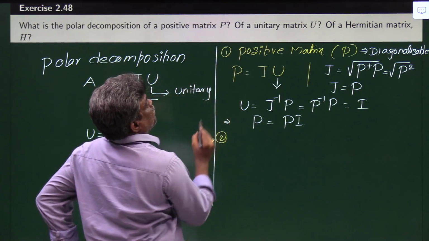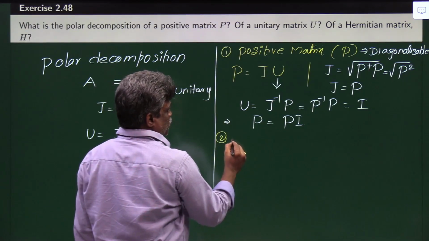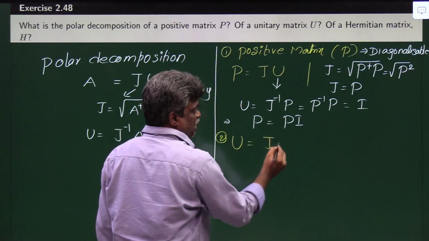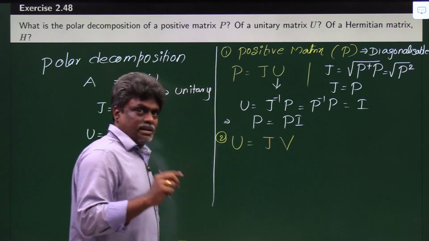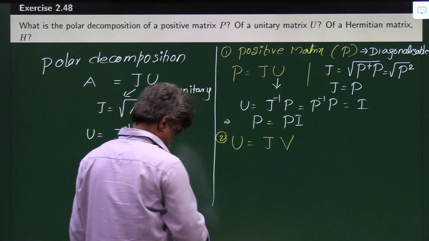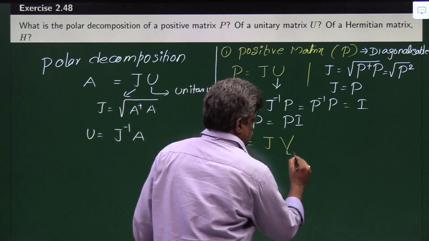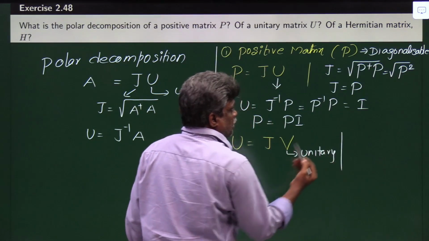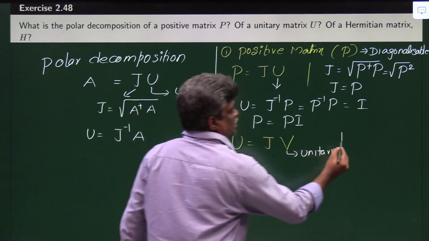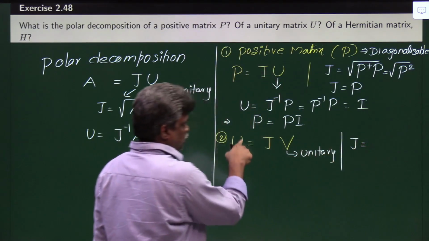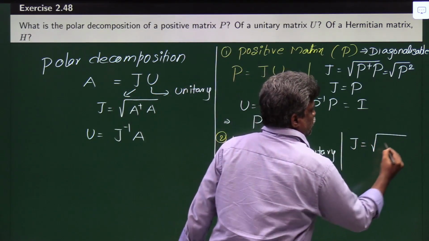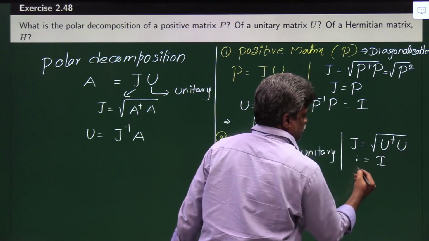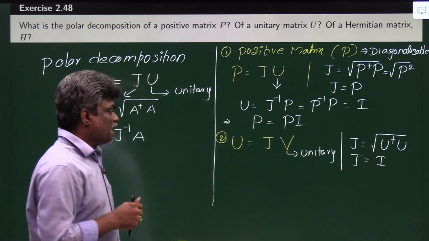Let us take the second one. Here they are asking about a unitary matrix. Now I am taking the unitary matrix U, which is equal to J into some other unitary matrix, let us take V. Remember, this must be unitary also. From the definition, J equal to the square root of U dagger into U, which is nothing but I. In this case our J is I.